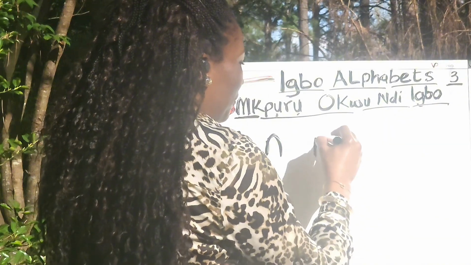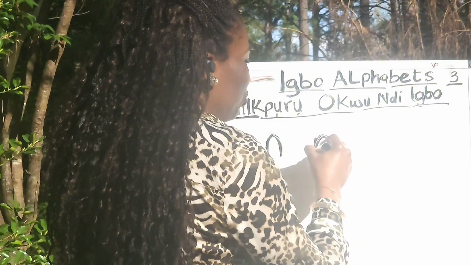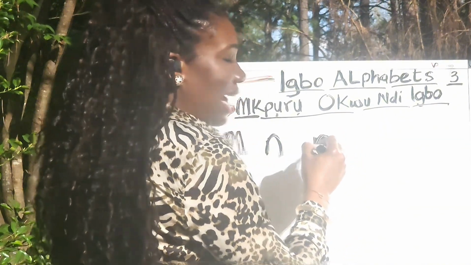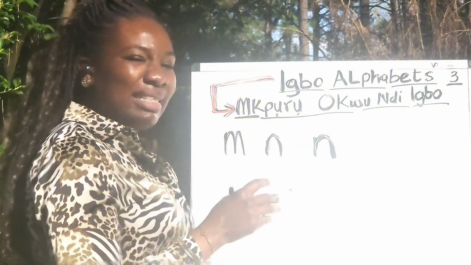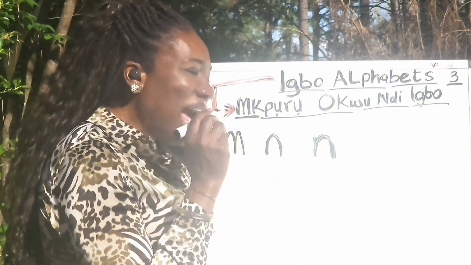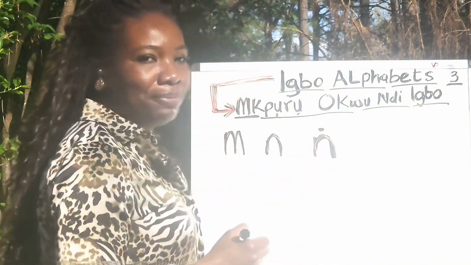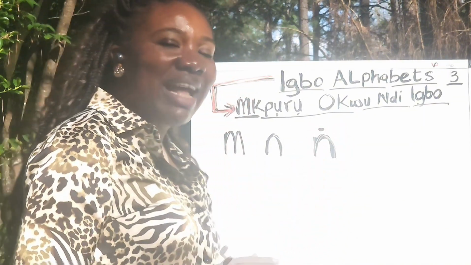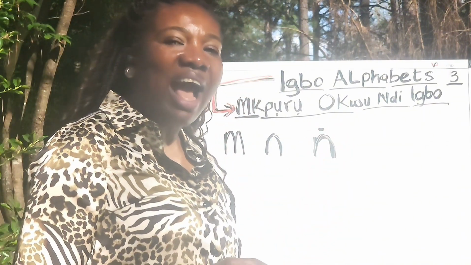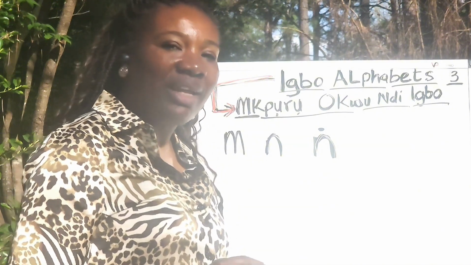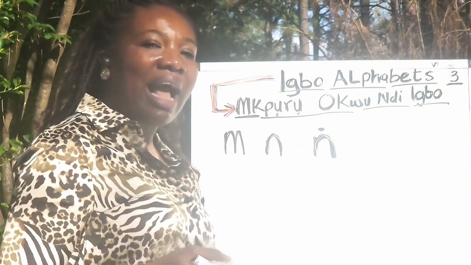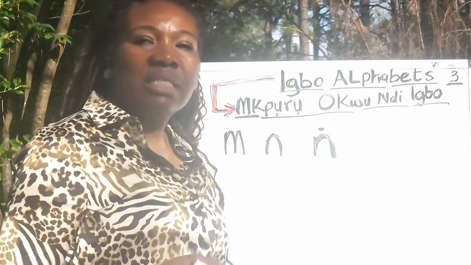So, there's another tricky one. It looks like an N. That is the Ne in Igbo, but it has a dot on the top. And it's pronounced as Nge, Angara, Angore. Angara is the garden egg. Angore is joy.